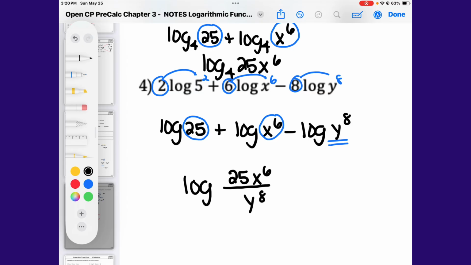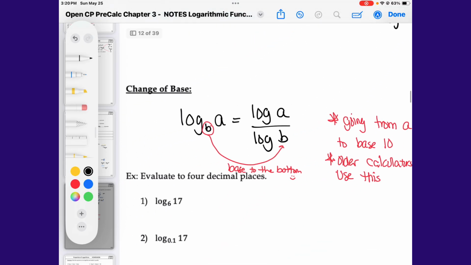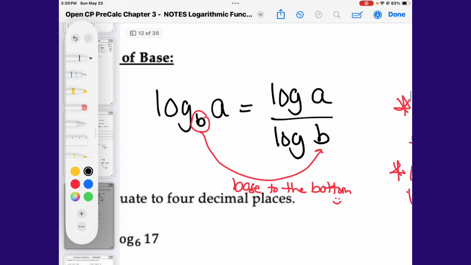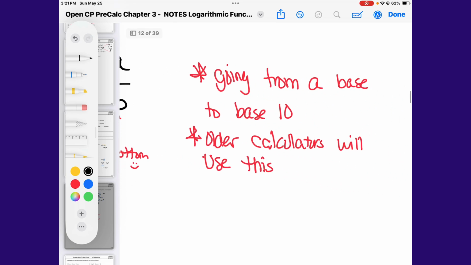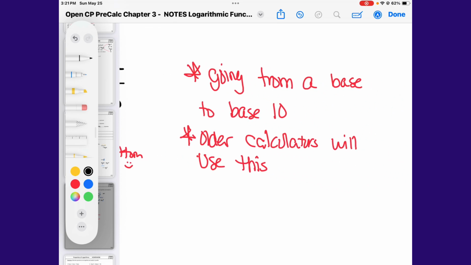All right, last thing in this video is called the change base formula. The change base formula allows you to take any, so your base goes on the bottom, and this is to be able to take something that's not base 10 and make it base 10. So you're going from some other base to base 10. Older calculators, or maybe not a graphing calculator, some of them don't allow you to put in what base you want. They only allow you to put in log base 10.